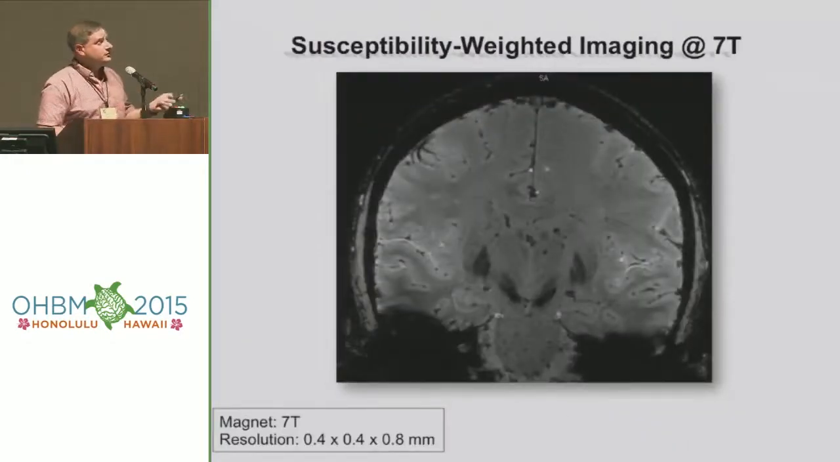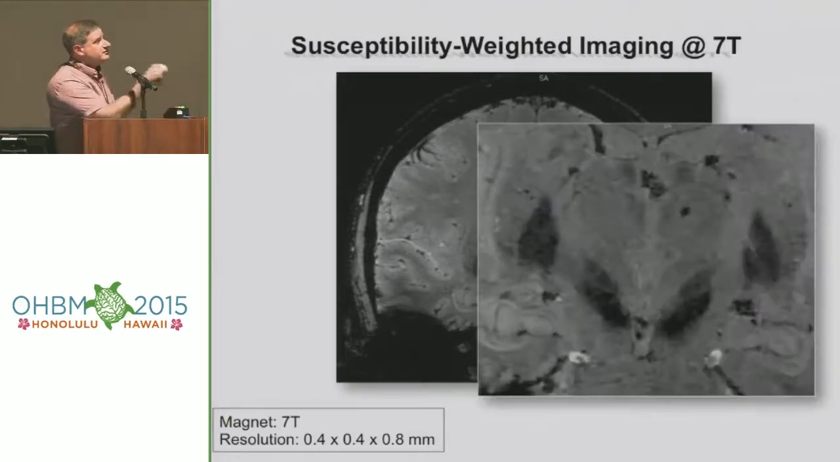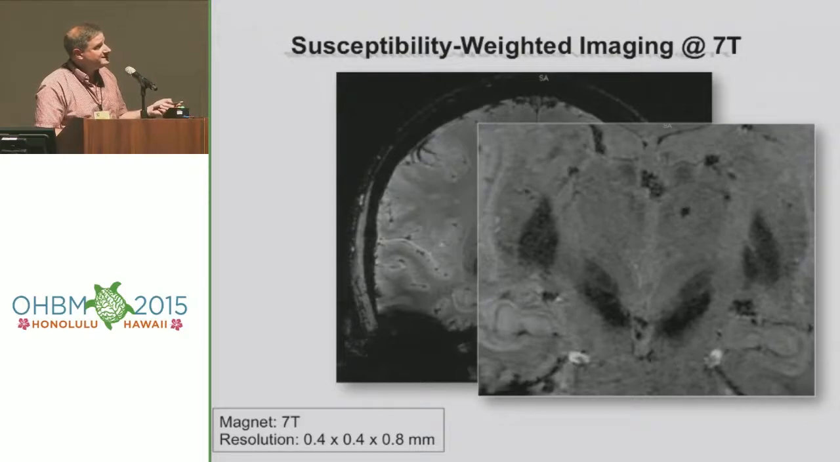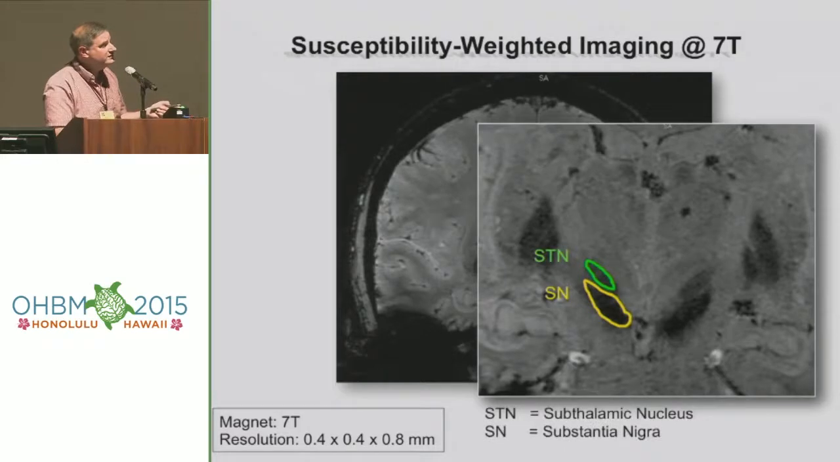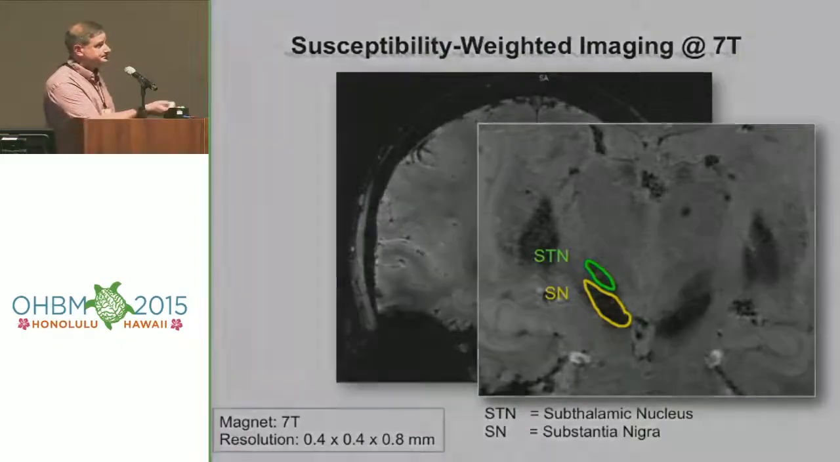This is a coronal view of SWI, and a nice example of the contrast increase is that you can see the separation between the STN and the nigra. If we zoom in, you see it's not only the resolution that buys you the information you can extract, but also the difference in the contrast between the two. You can see nicely the borders between the GPI and GPE, the globus pallidus internal and external.